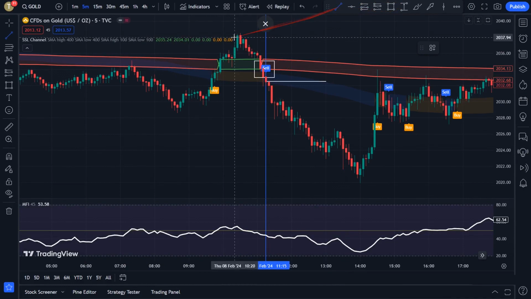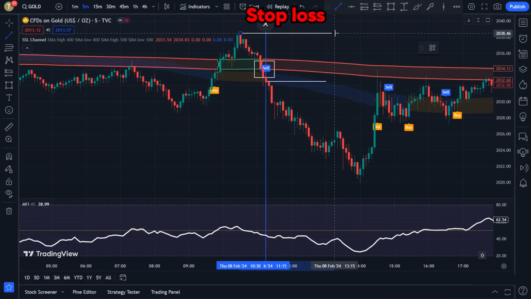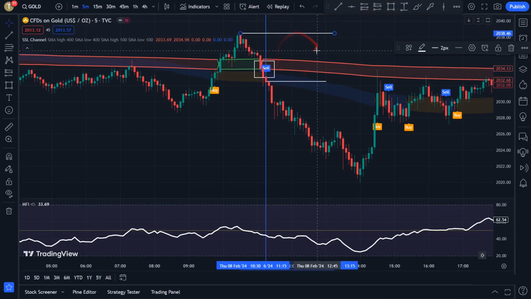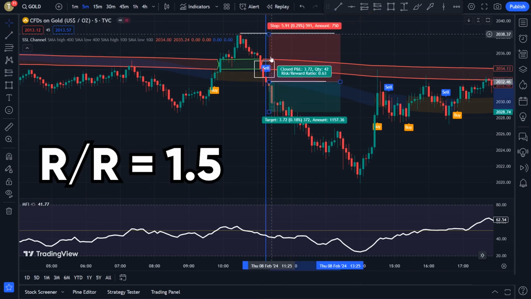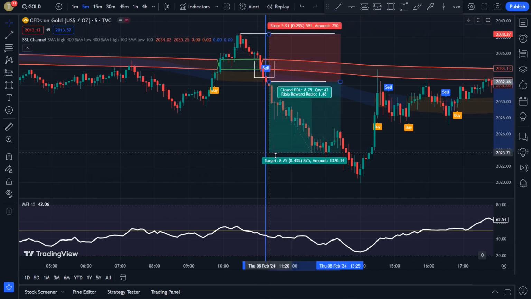For stop loss, we can consider the last swing high as a secure level. Now consider a risk to reward ratio of 1 to 1.5 and wait for the trade to close with a profit.